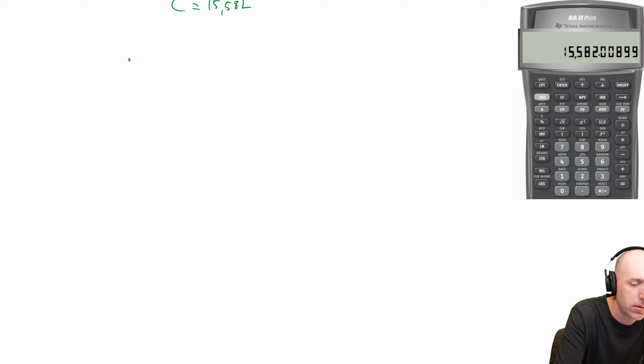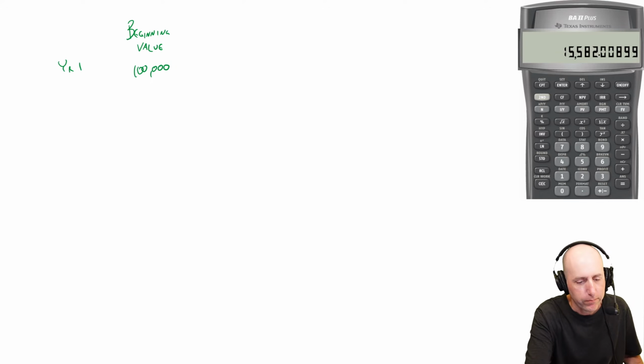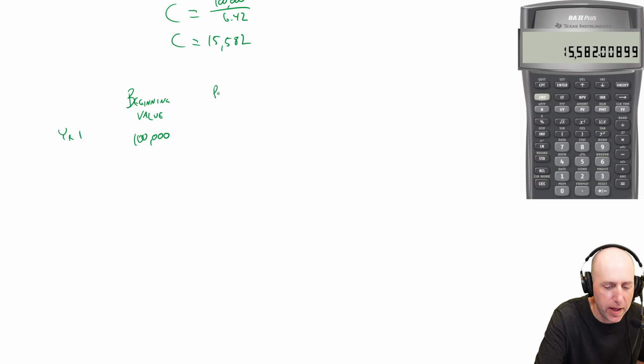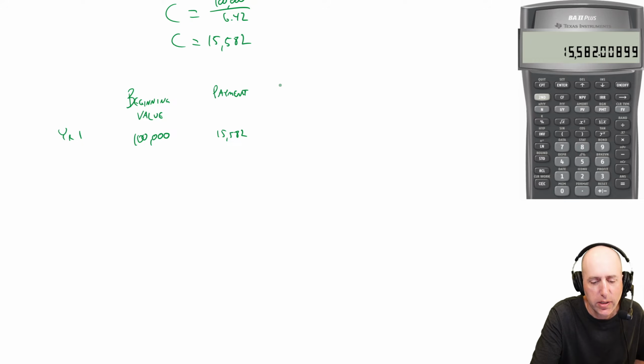Here's how we do it. We start with a beginning amount. Beginning value, I suppose, would be one way of putting it. And the beginning value of our loan is $100,000. This is year 1. How much are we paying? Well, we make a payment of 15,582.